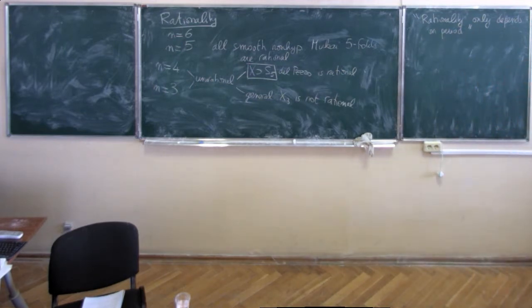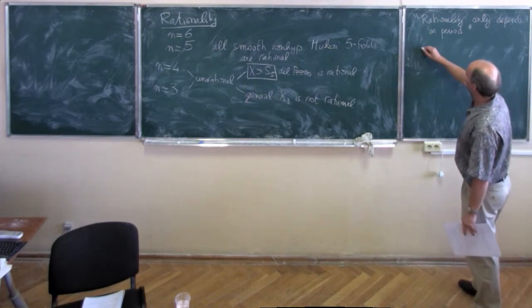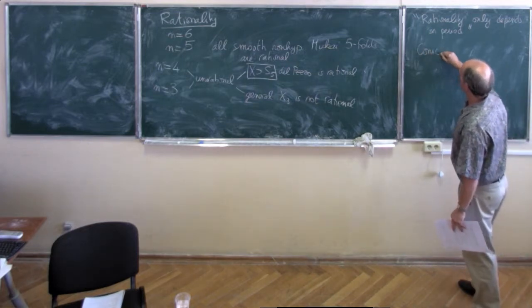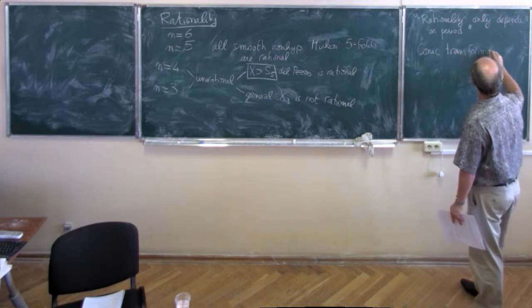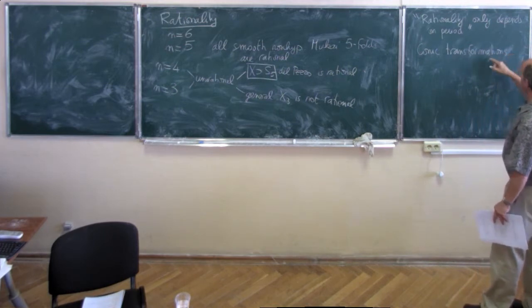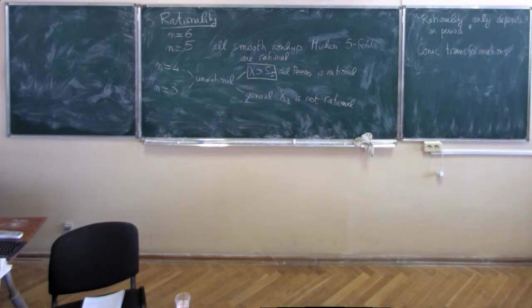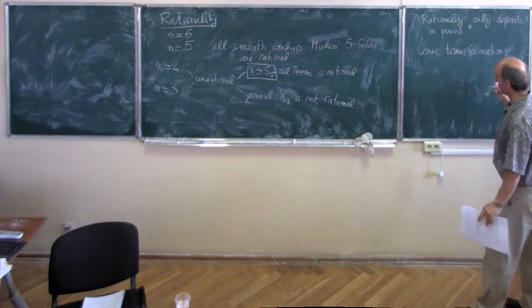So how do we do this? So we actually construct an explicit birational transformation between two fourfolds which have the same period. And so the idea is what people call conic transformations. So these conic transformations were used very much in the classification of Fano threefolds. And so for threefolds, in general, it goes like this.